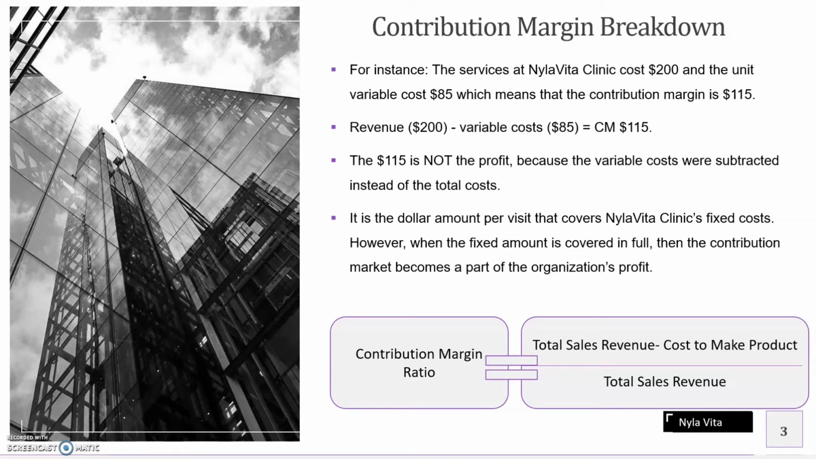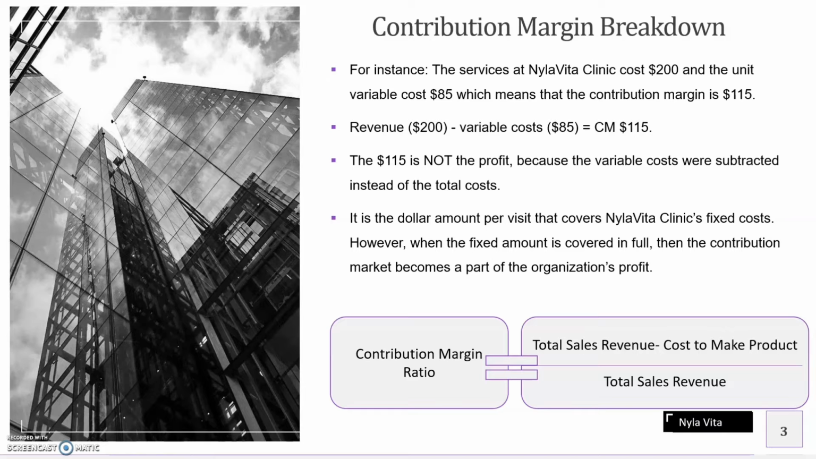Now the $115 is not the profit. A lot of people mistake it for that, but it's actually the contribution margin. And it's like that because the variable costs were subtracted instead of the total costs. It is the dollar amount per visit that covers Nyla Vita Clinic's fixed costs. However, when the fixed amount is covered in full, then the contribution margin becomes a part of the organization's profit.